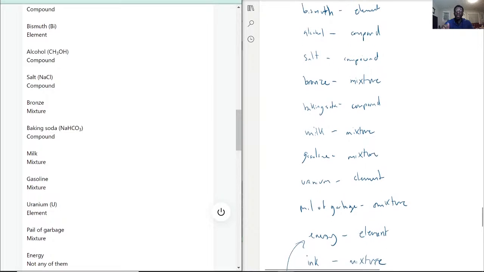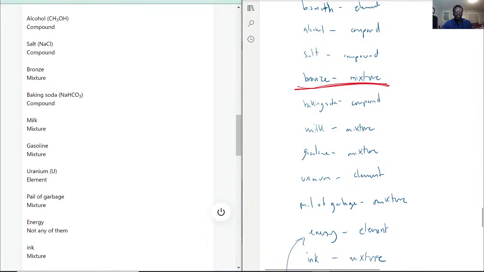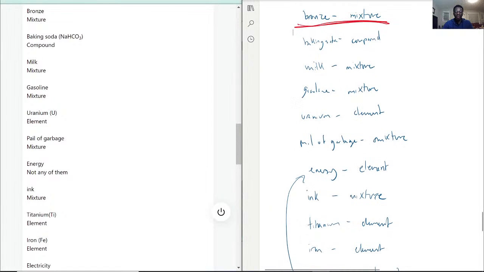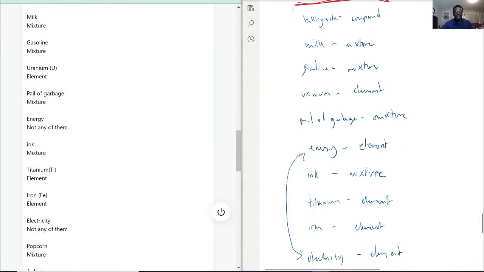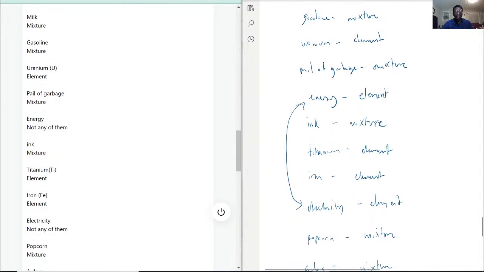Compound. So this is the one I'm gonna underline, the one that I think does stand out. Baking soda is a compound. Milk is a mixture. Gasoline is a mixture. Uranium is an element. Pail of garbage is a mixture. Energy, not any of them. Thank you, I had a feeling. Electricity, not any of them either. So yeah.